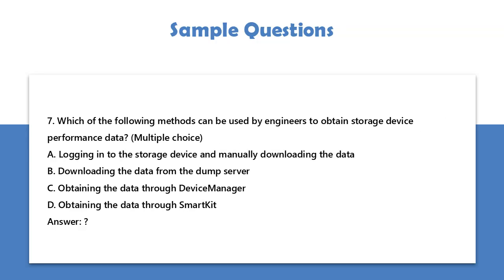7. Which of the following methods can be used by engineers to obtain storage device performance data? Multiple choice. A. Logging into the storage device and manually downloading the data. B. Downloading the data from the dump server. C. Obtaining the data through Device Manager. D. Obtaining the data through SmartKit.